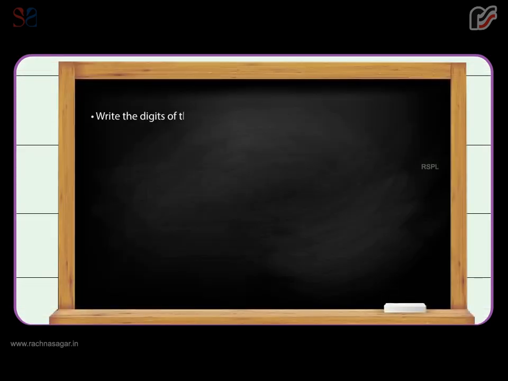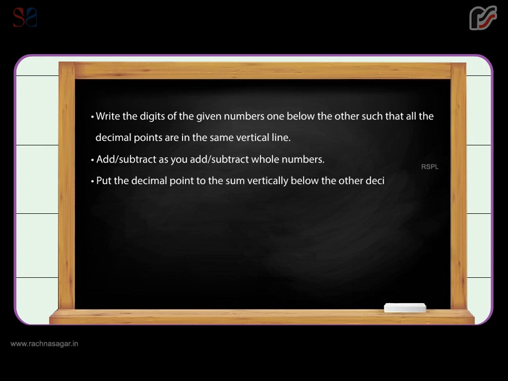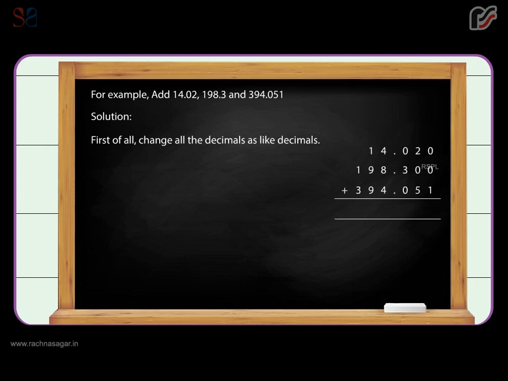Addition and subtraction of decimal numbers. Write the digits of the given numbers one below the other such that all the decimal points are in the same vertical line. Add or subtract as you add or subtract whole numbers. Put the decimal point to the sum vertically below the other decimal points. For example, add 14.02, 198.3 and 394.051.